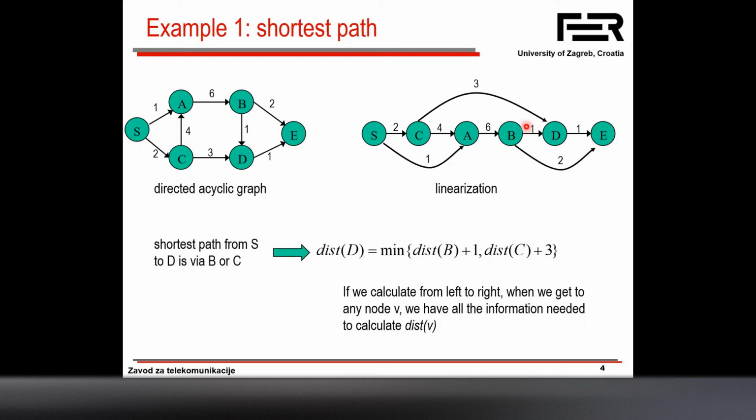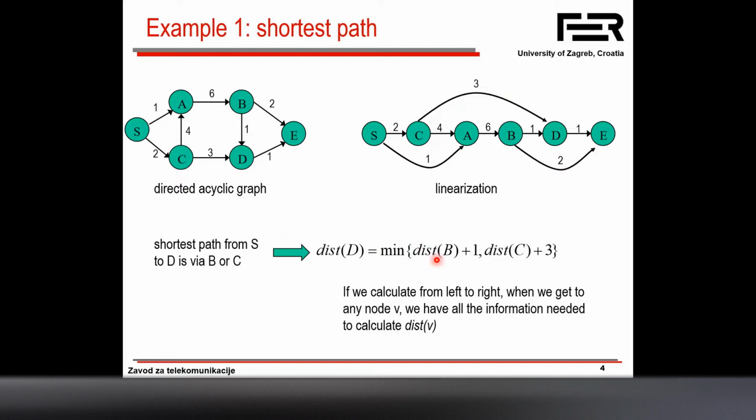Assuming, again, we have these branches that we drew based on this directed acyclic graph, let's look at an example where we're trying to find the minimum distance to node D over here. So the shortest path from S to D has to go either via C or via node B. There are no other ways to get to D. So the distance to D is going to be the minimum of either the distance to get to B plus 1, that's this edge over here, or the distance to get to C plus 3. So we're trying to find the minimum of those two.